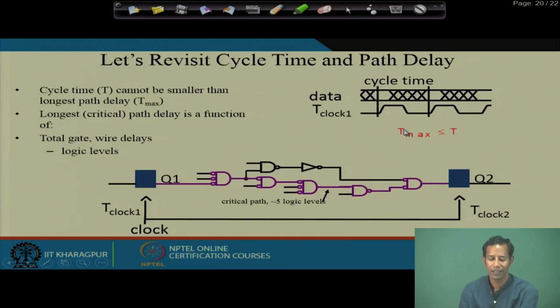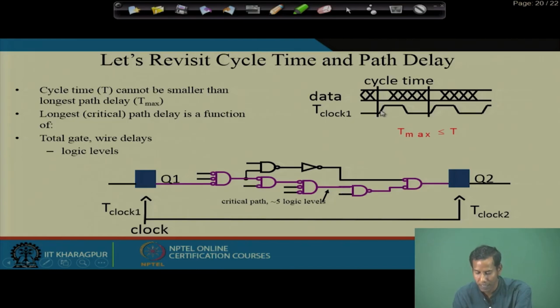Okay. So, now again let us revisit the cycle time and the path delay. In this particular case, this is the clock and this is the data. Where there is the cross, that means at that time the data are changing. When there is only white color, the data are not changing. So, say these are two flip flops, connected with some combinational logic in between.